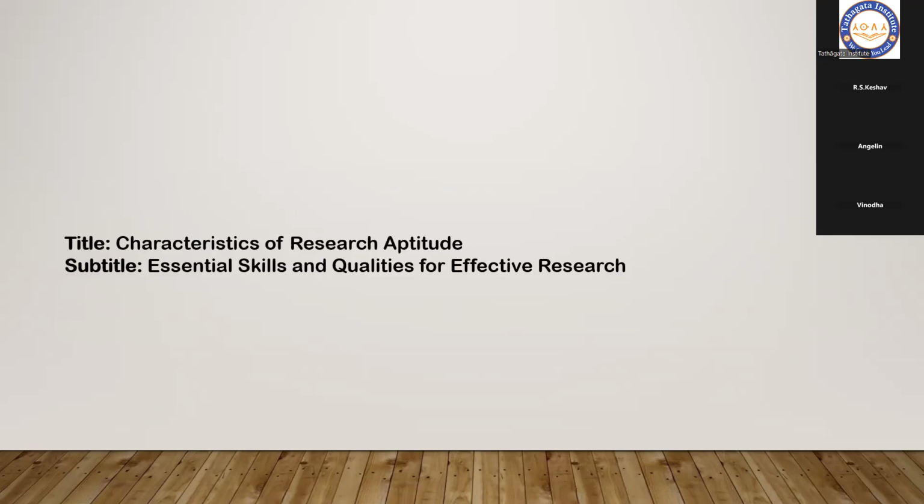Next, after we saw all this, now we are going to see the characteristics, which is again most important. In UGC-NET, there are questions asked on the characteristics. Characteristics are nothing but the essential skills and qualities one should have for effective research. So there are a couple of skills that one should possess before entering into research. Commonly we know which they are, but we are going to read it in detail so that we understand that these are the qualities a researcher must possess.